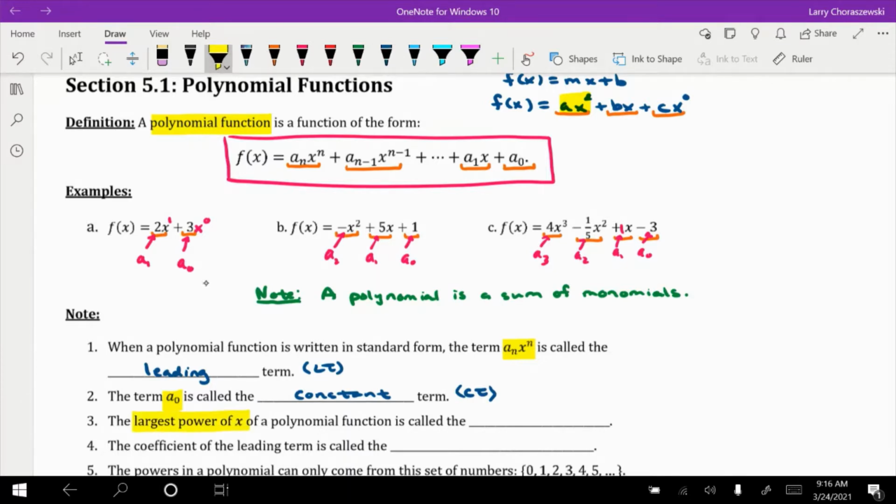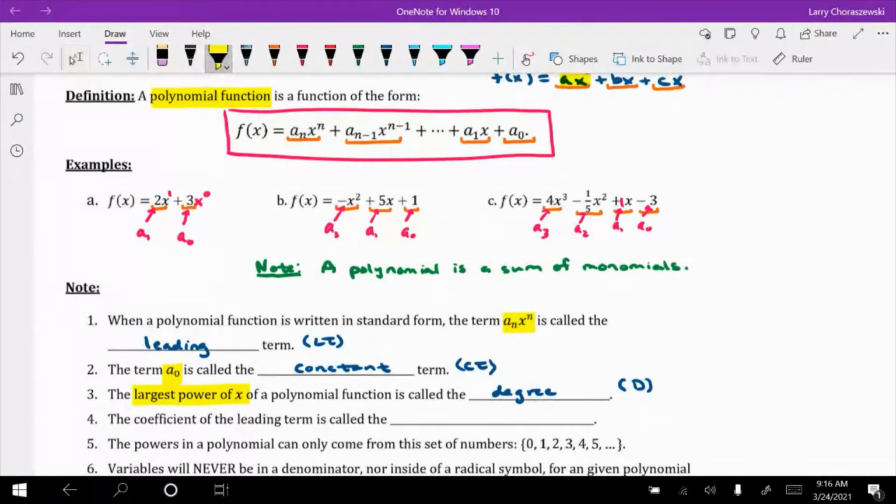The largest power of x in your polynomial function is called the degree, or capital D for short. The coefficient of the leading term is called the leading coefficient, or LC for short. And before I get to the rest, I'm going to point all these out in the generic version of the polynomial function.